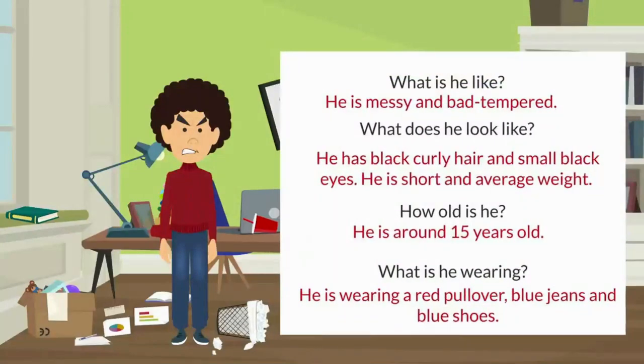What is he like? He is messy and bad-tempered. What does he look like? He has black, curly hair and small black eyes. He is short and average weight. How old is he? He is around 15 years old. What is he wearing? He is wearing a red pullover, blue jeans and blue shoes.